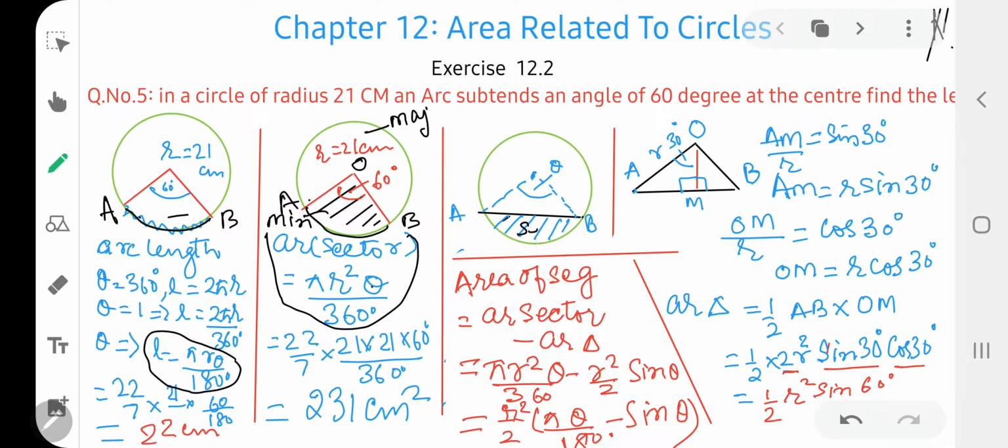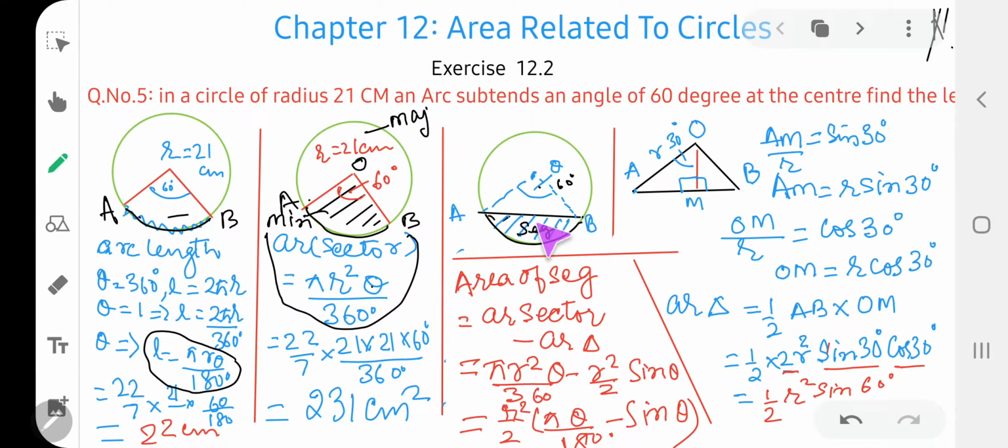Now what is a segment? The area enclosed between a chord and an arc. Chord AB and this arc is known as segment. Now this side the angle is 60 degree and that side the angle is 300 degree. So this is known as minor segment and this side is known as major segment. Chord and the major arc will make major segment and chord and the minor arc will make minor segment. So now we will find out the area of the minor segment.